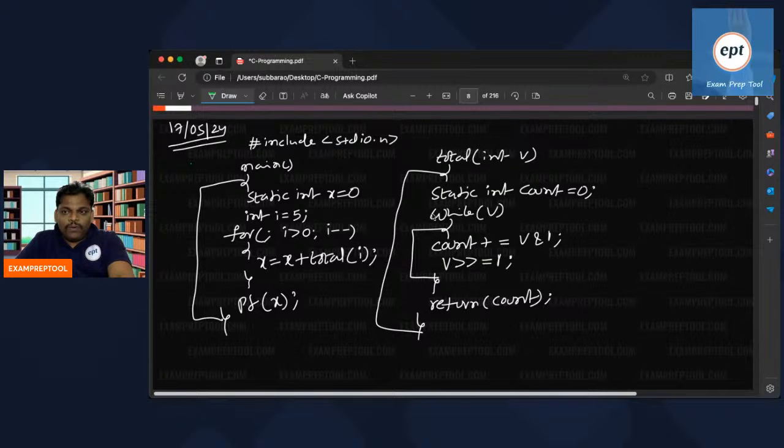So with the last class knowledge, can you try this? What is the output of this program? Start from the main program. The function name is total. It is returning an int, so if you want, you can write int. Can you check once what the output of this program is?